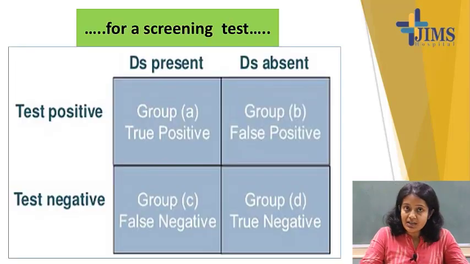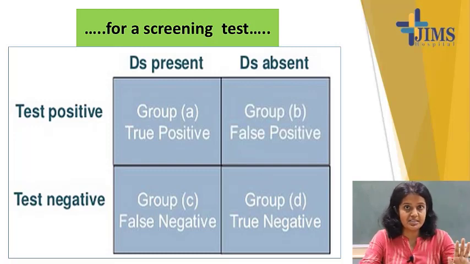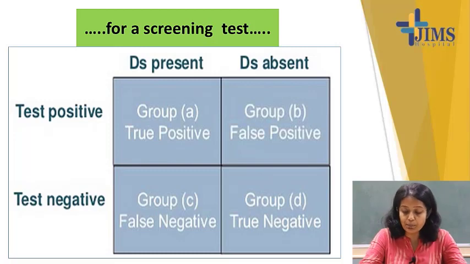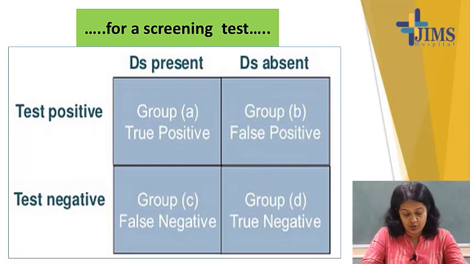See, for a screening test, these are the groups of people. Group A, they are true positive. They are having the disease and test positive. The test finds these people positive and these persons are having the disease. These are the group A people. Group B people, the test has found them positive, but among them the disease is not there. So they are false positive. Simple it is. Falsely positive, that means they may be truly negative. Maybe. May not be also.